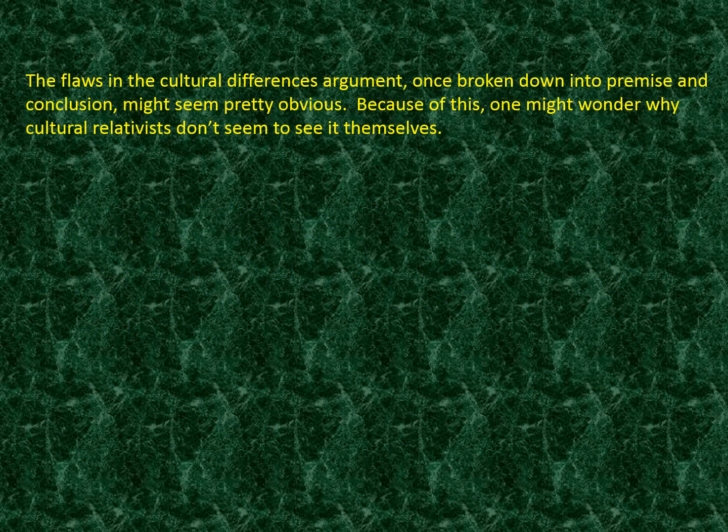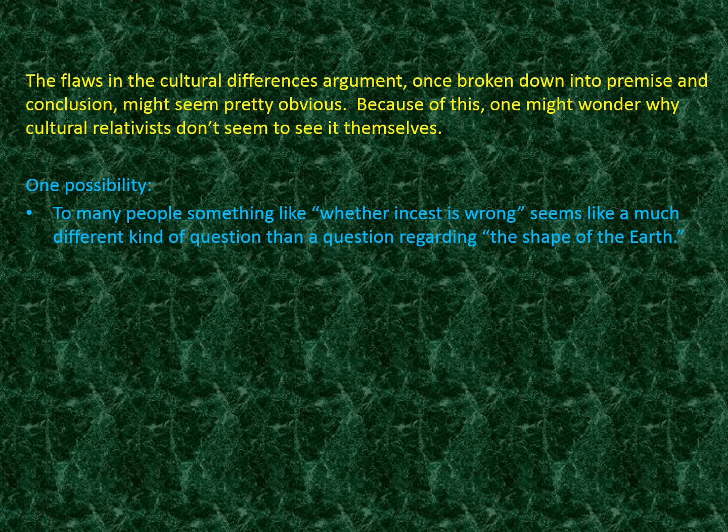The flaws in the cultural differences argument, once broken down into premise and conclusion, might seem pretty obvious. Because of this, one might wonder why cultural relativists don't seem to see it for themselves. One possibility is that to many people, something like whether incest is wrong seems like a much different type of thing than the shape of the earth. The first may seem as if it is not an objective fact, while the second seems objective. This might turn out to be right.